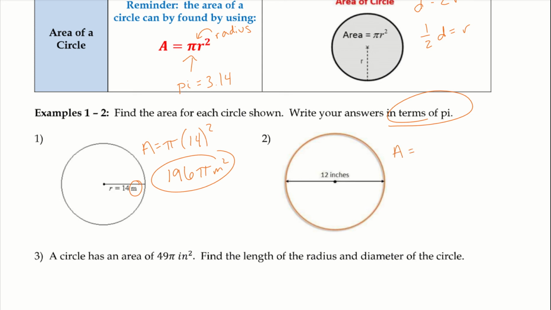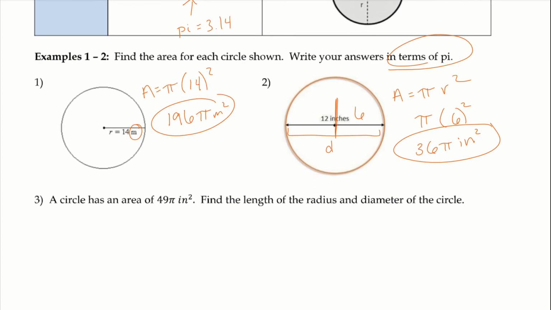All right, number 2. So area equals pi r squared. This is the diameter, so this whole thing is the diameter. So in order to find the radius, I only need 1/2 of that, so therefore it's going to be 6. So I'm going to have pi times 6 squared, so 6 squared is 36, so I'm going to have 36 pi inches squared. So when it wants it in pi, we just leave the pi right next to the number.